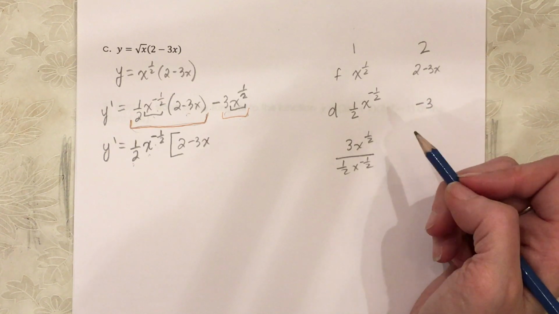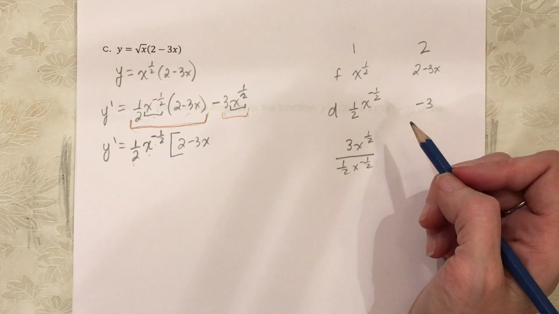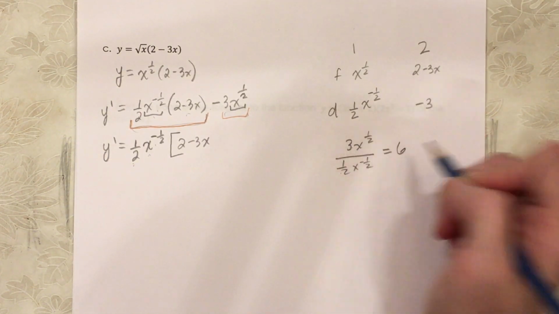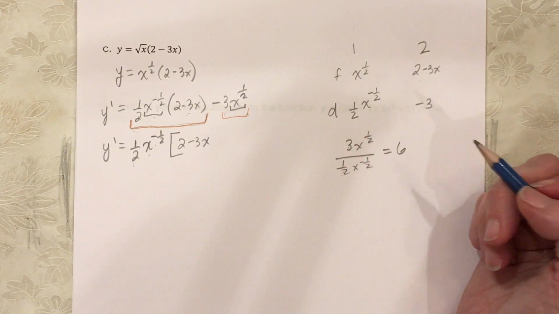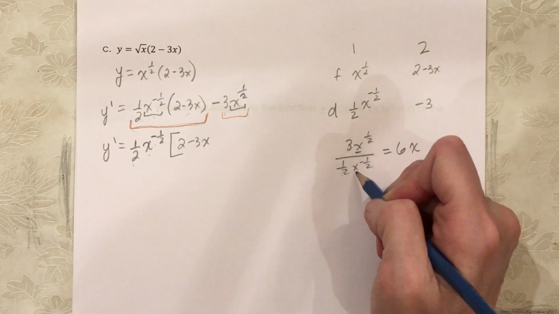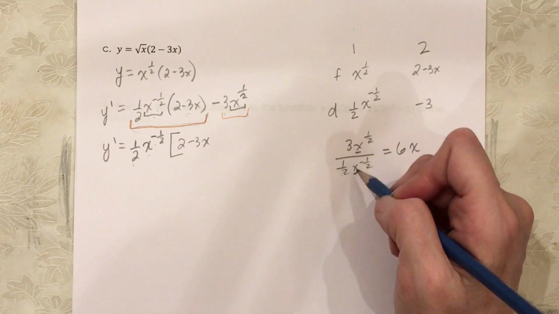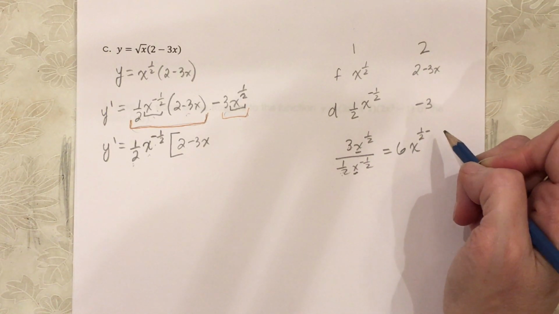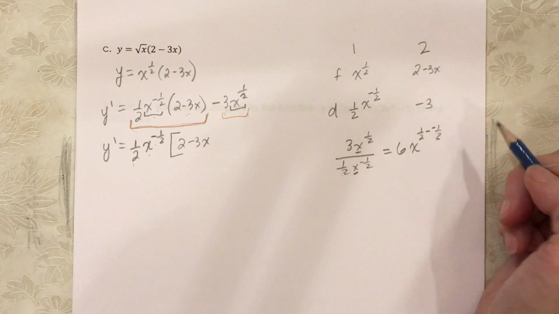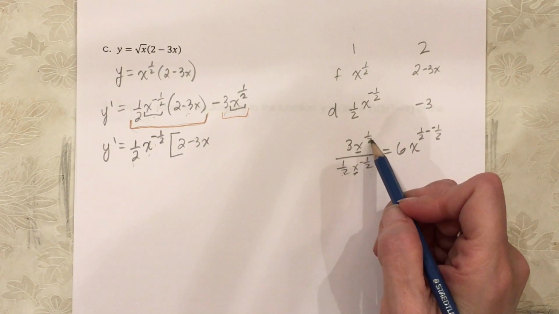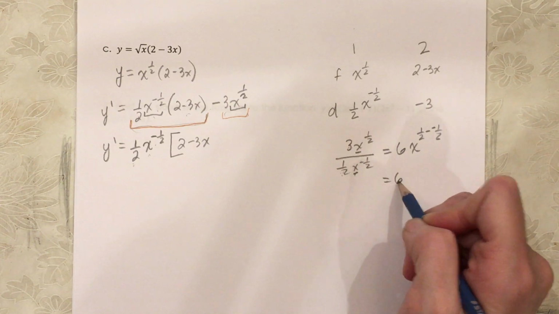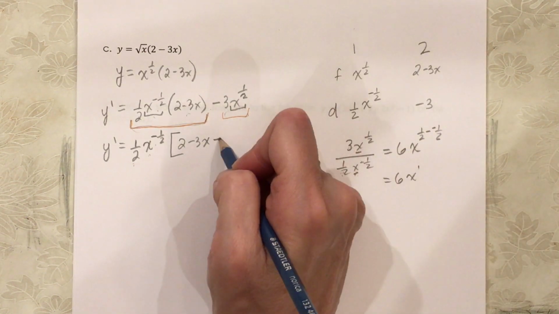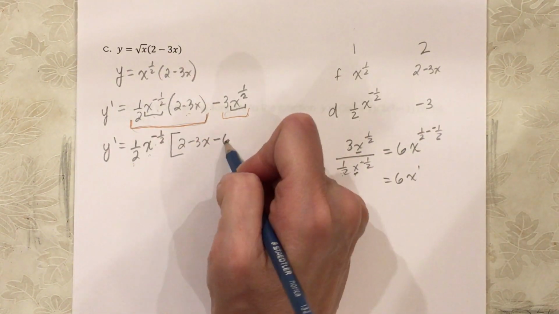So let's think about first 3 divided by a half. A half goes into 3 6 times. That's hopefully easy for you guys to see. 3 divided by a half is 6. But when you divide powers with the same base, they both have the base x, you keep the base x and you subtract the exponents. So I have x to the half minus negative half. You keep the base x and subtract the exponents, a half minus negative a half. So that's going to give you 6x to the half plus half, which is 1, which works out nice. So this is minus 6x.